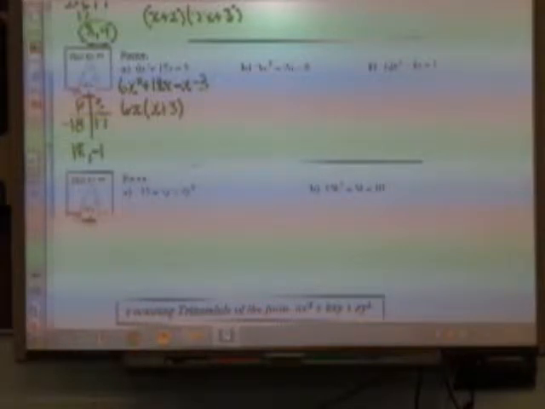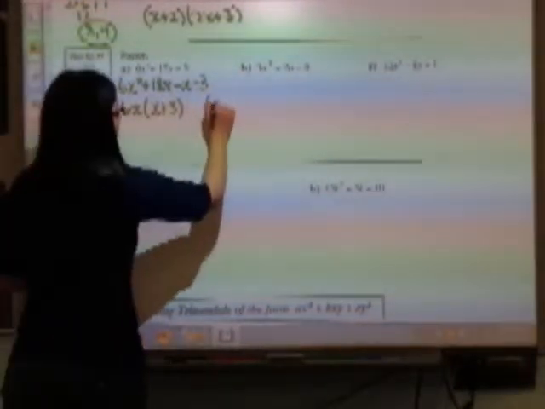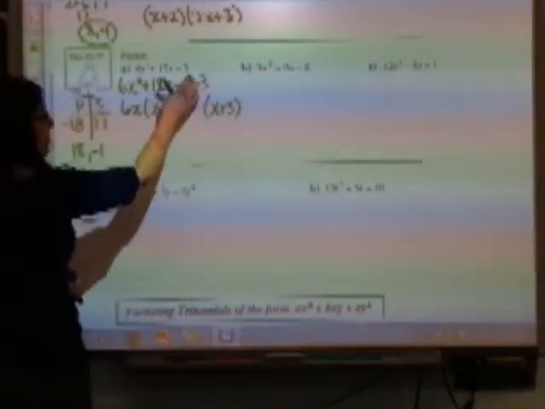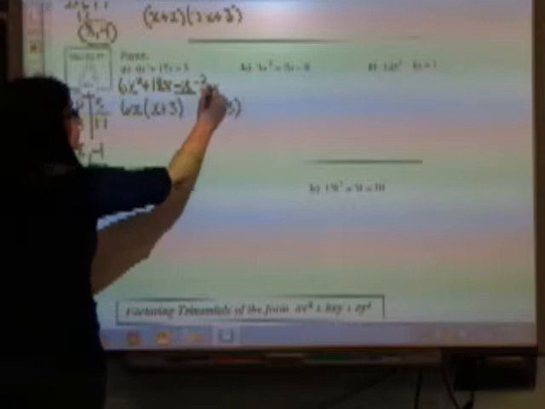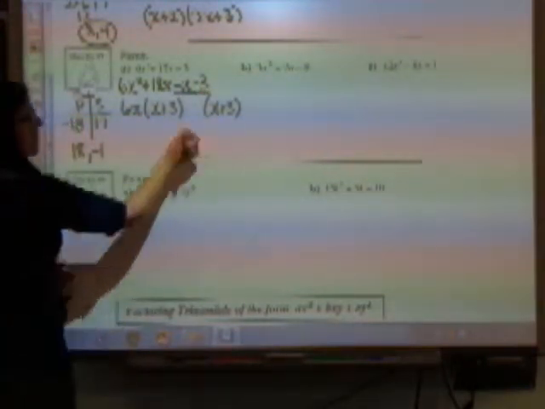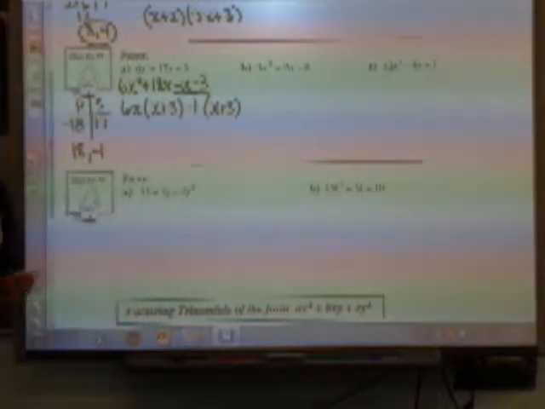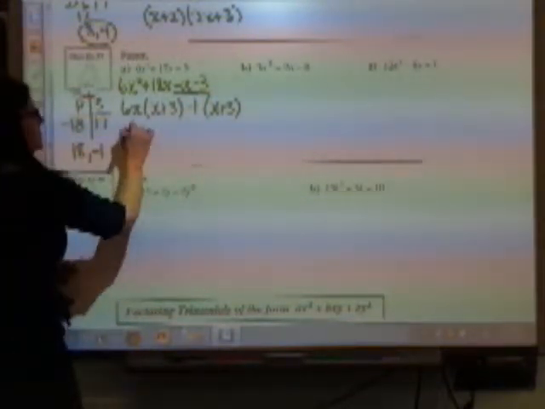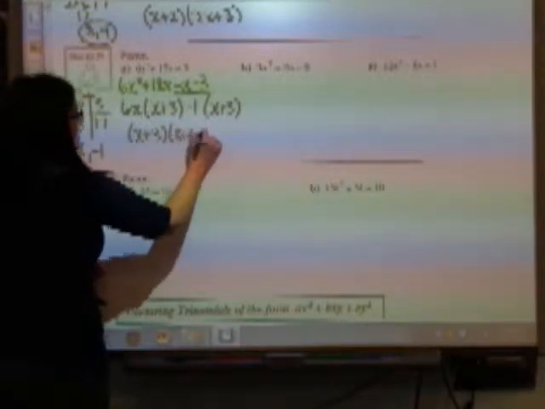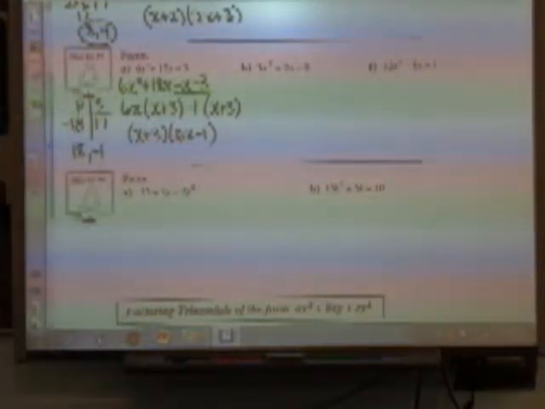And then if I look at the next 2 terms, what I'm trying to get is an x plus 3. That's my goal: to factor something out of these 2 terms so that I'd be left with a positive x and a positive 3. Well, that would be factoring out a negative 1. So x plus 3, 6x minus 1 becomes my answer.